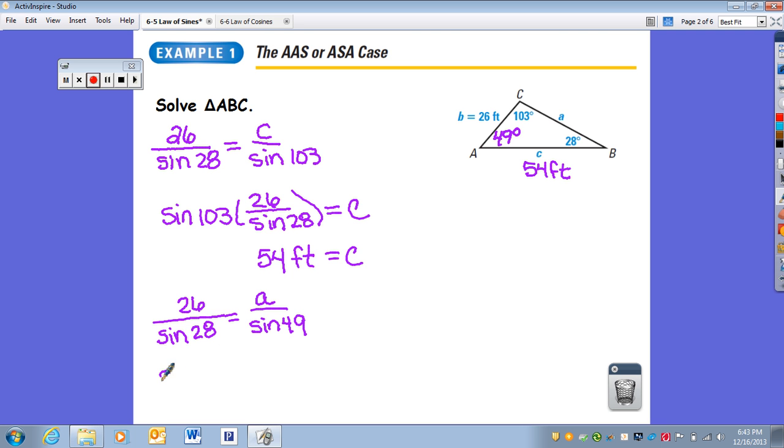So we can simply multiply both sides by the sine of 49, and then we can use our calculator to finish calculating and find out what the measurement is of that particular side. And that comes out to be about 41.8 feet for side A.